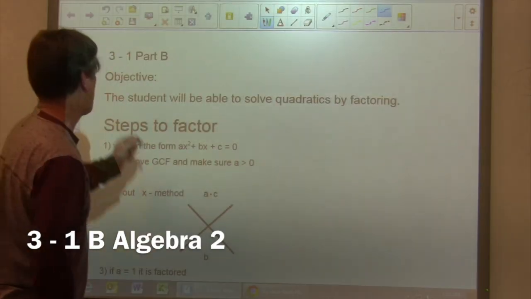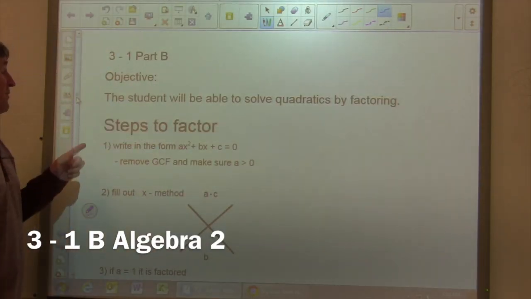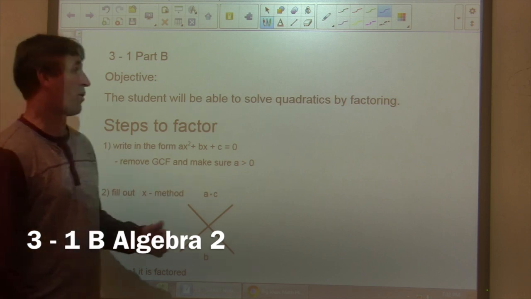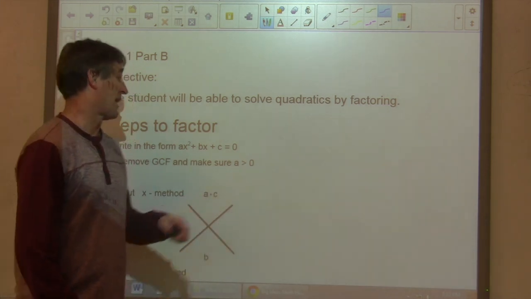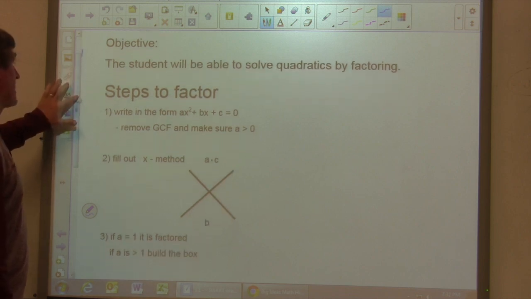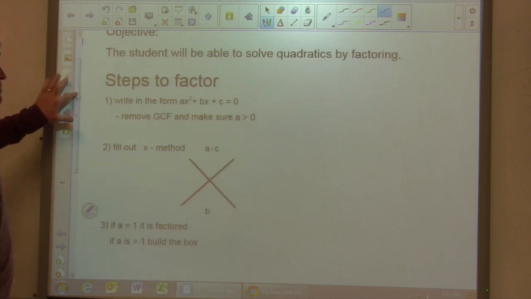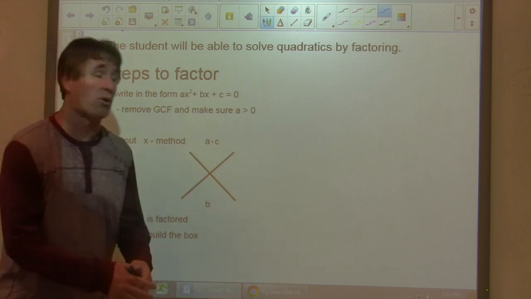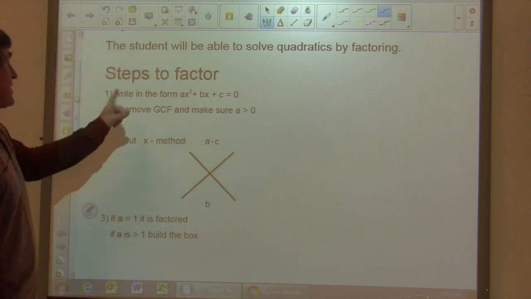All right, this is section 3.1, part B. Our objective for today is the student will be able to solve quadratics by factoring. So, our steps to factor. You learned these in Algebra 1, so there's really no change, but just a quick review and a little bit more complicated problems.